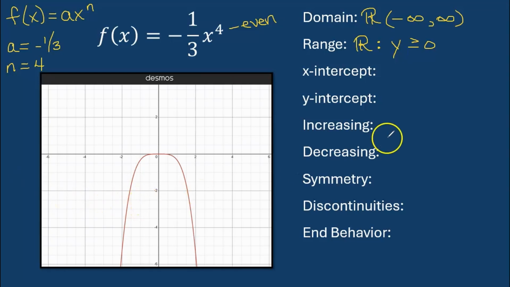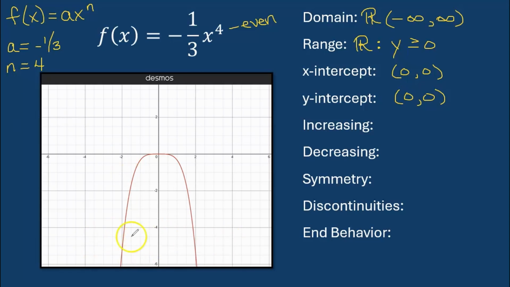X-intercepts and y-intercepts are where it crosses the x-axis and where it crosses the y-axis. The very lucky thing here is that it's going to cross at exactly the same point. This function only touches an axis right at the origin. So 0, 0. Let's talk now about increasing or decreasing.